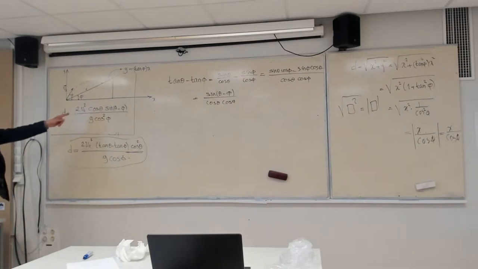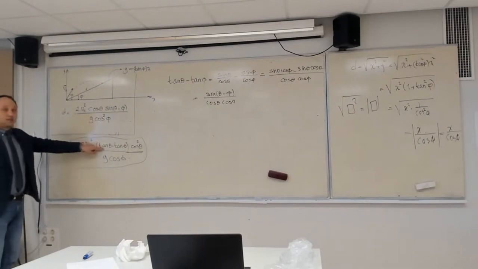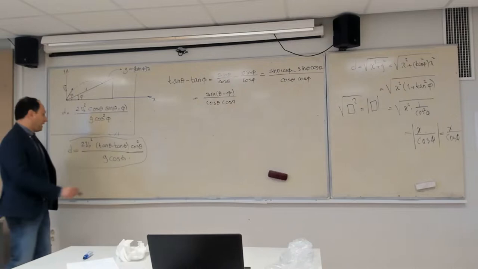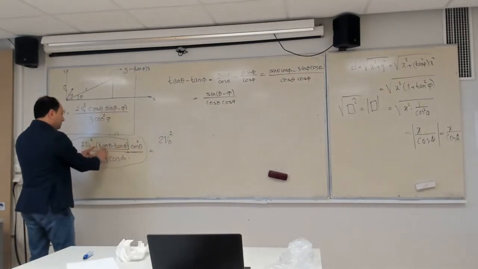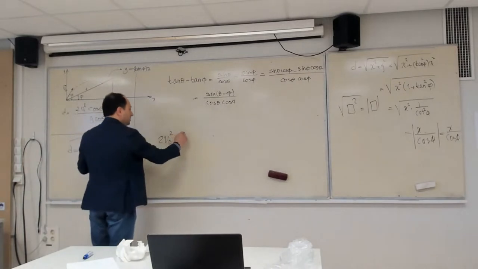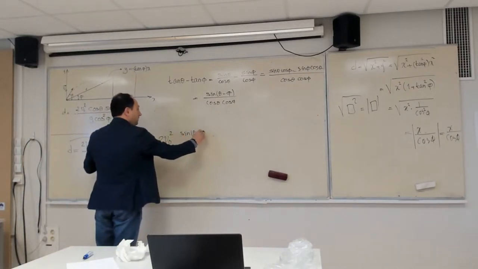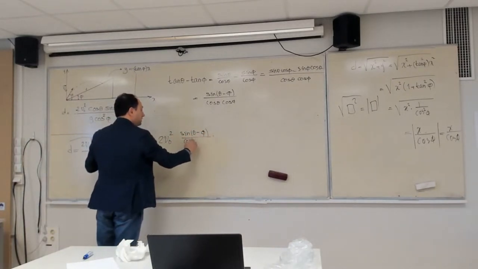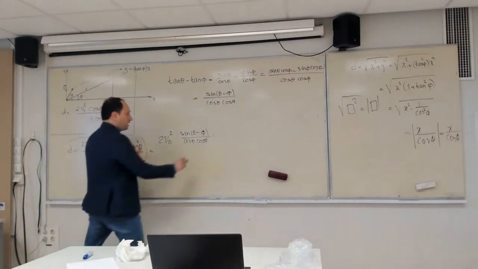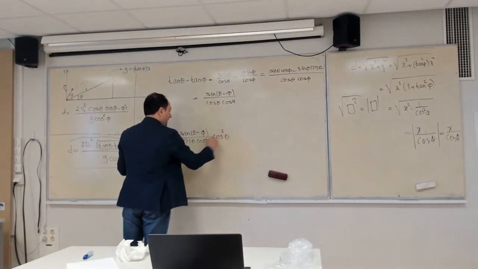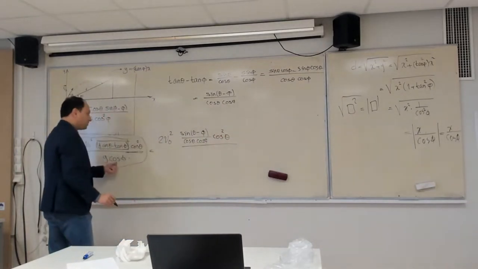But now everything is very nice, yes? Instead of this guy, I put this back when I calculate it. So let us just do that. So it is 2V node squared. Instead of this package, I put that. So it becomes sine theta minus phi divided by cosine theta cosine phi. And then after this package, I have cosine squared theta, and in the denominator, I have G cosine phi, yes?